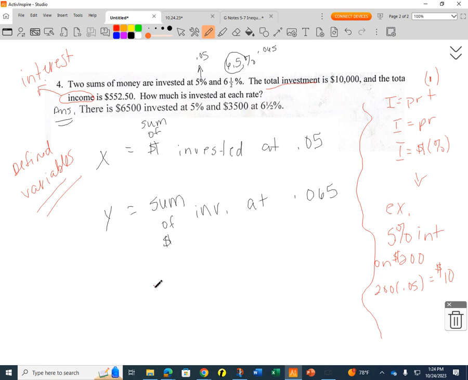Tavion, are you writing what I'm writing? x plus y equals $10,000. So that's the easy part, as long as you can decipher those 2 sentences. Does that part make sense, Tony? Total investment is the 2 sums of money, right?